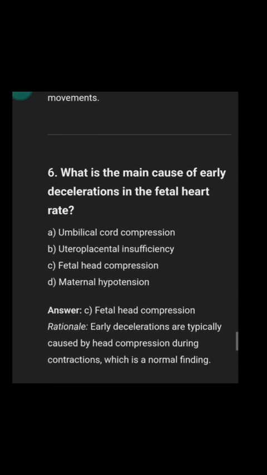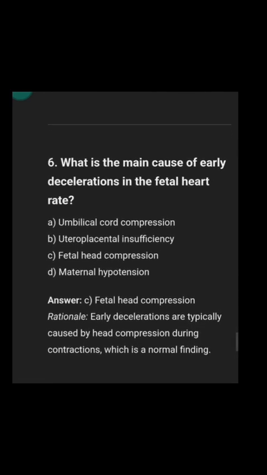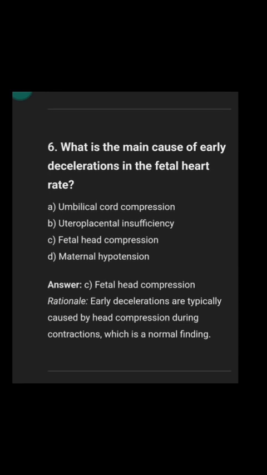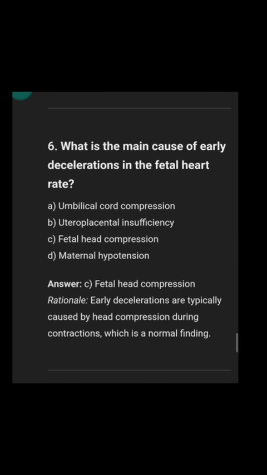Now, number 6. What is the main cause of early decelerations in the fetal heart rate? A. Umbilical cord compression. B. Uteroplacental insufficiency. C. Fetal head compression. D. Maternal hypotension. Answer: C. Fetal head compression. Rationale: early decelerations are typically caused by head compression during contractions, which is a normal finding.